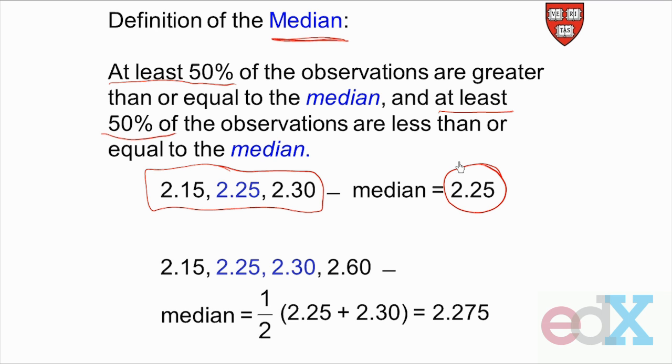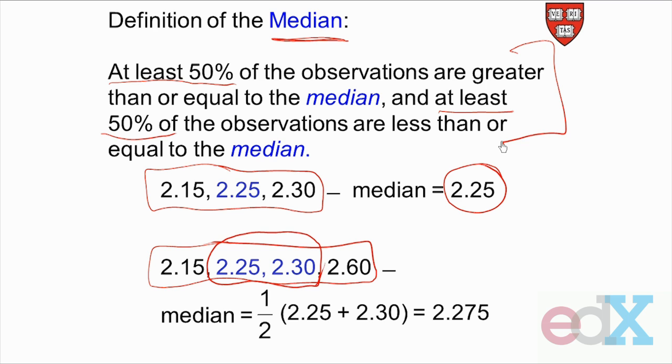On the other hand, if we have an even number of numbers, like, for example, 4 numbers, then the median, if we choose the middle 2, any number between the middle 2, so any number here between 2.25 and 2.30 would satisfy this definition of the median. By convention, we arbitrarily choose the mean of the middle 2 numbers. And so in this case, the median would be 2.275.